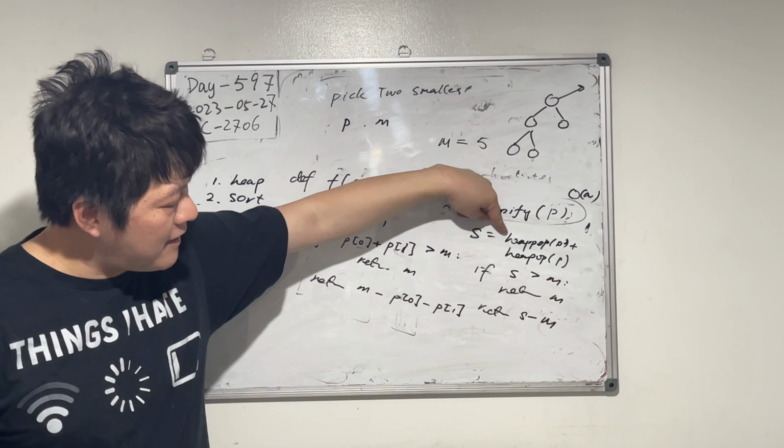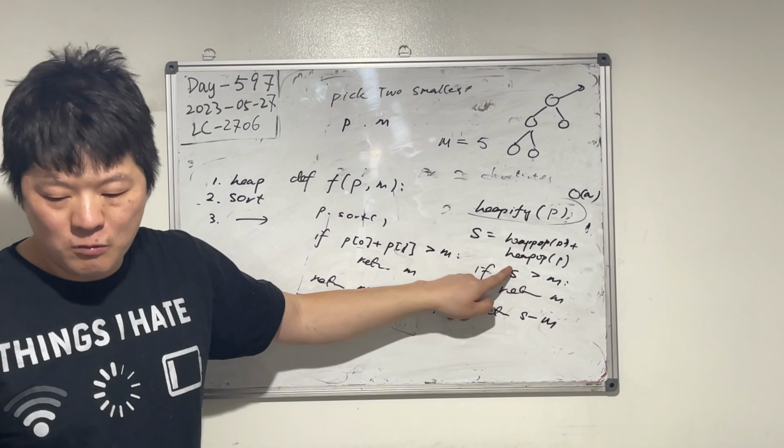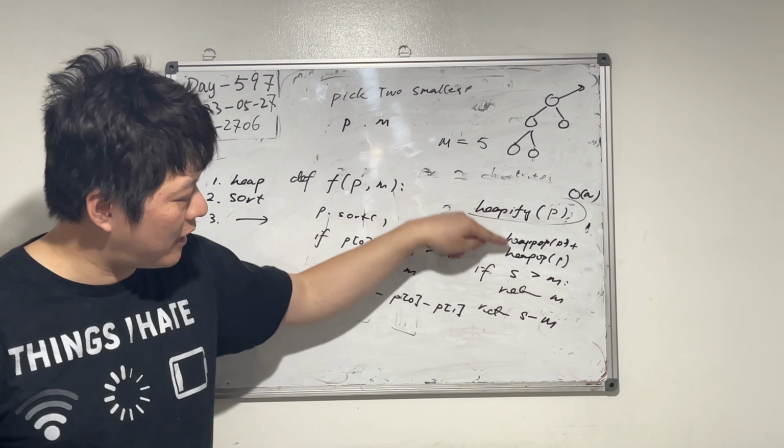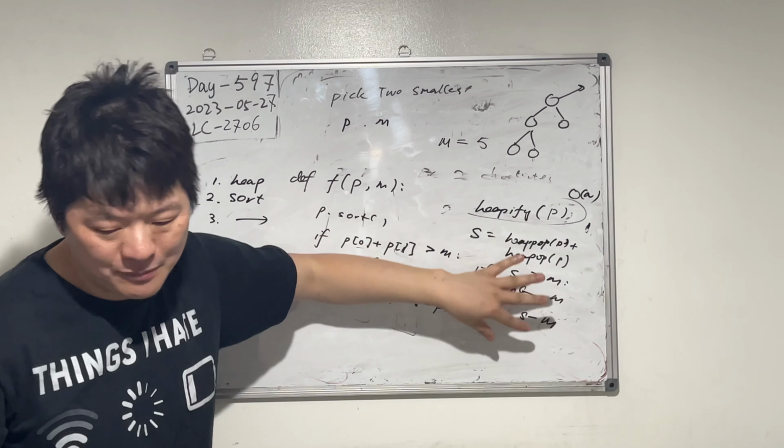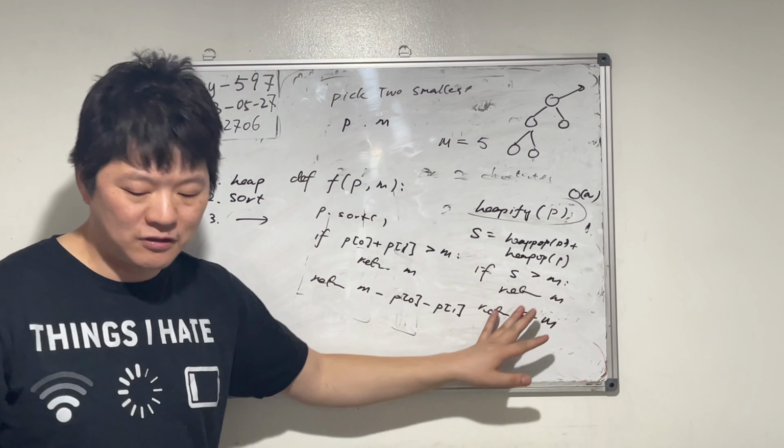Look, O(n) heapify, and then 2 heap pops are O(log n) each. So what's the time complexity? Yeah, O(n), because look, it's A plus B, right? And we drop these trivial parts. That's very good. Okay, so that's going to take O(n) time.